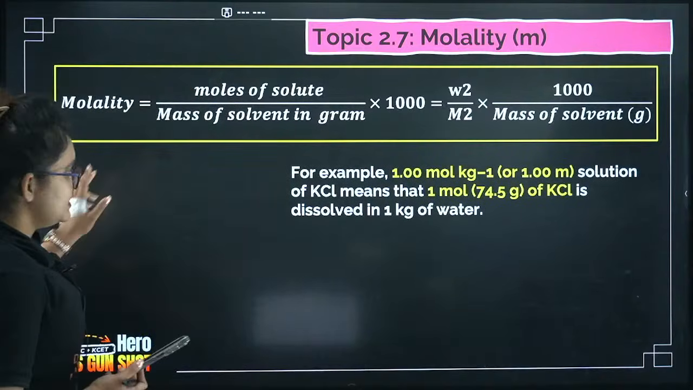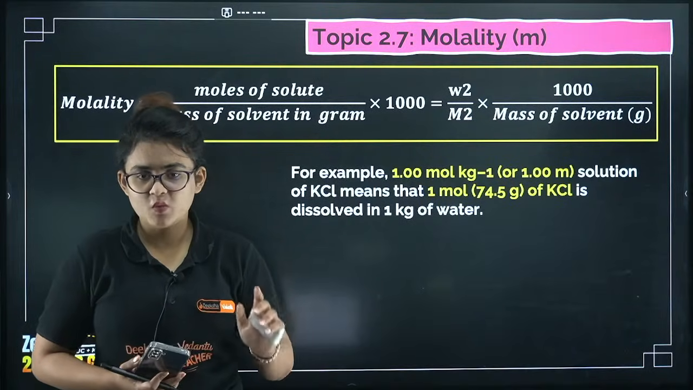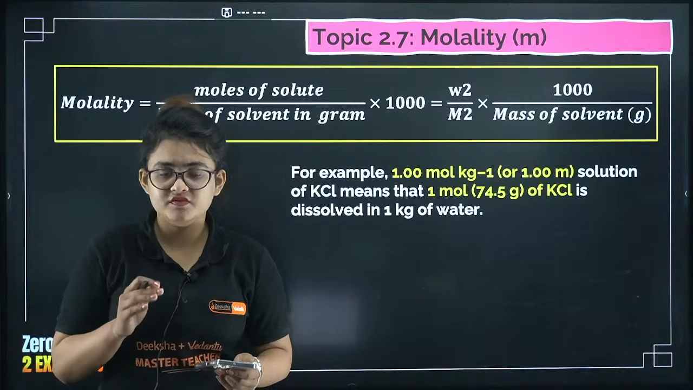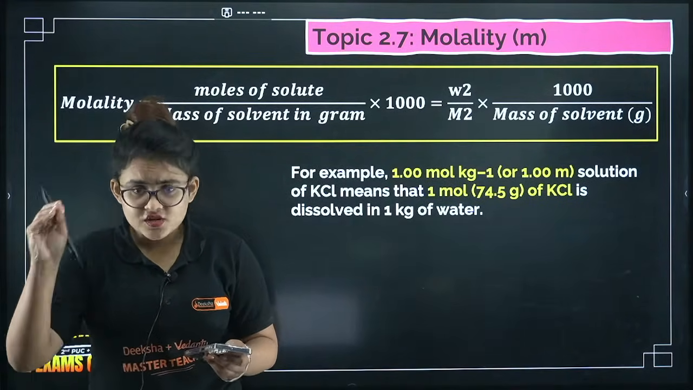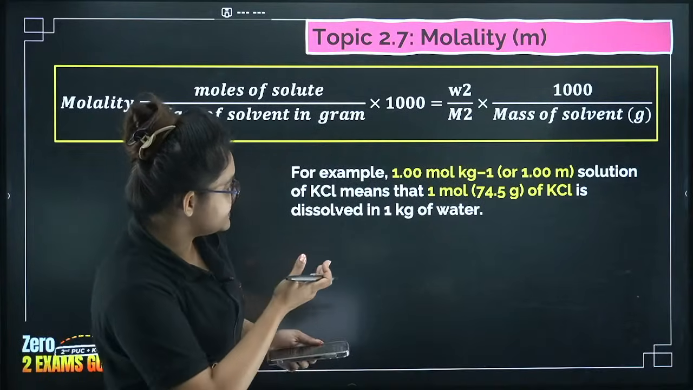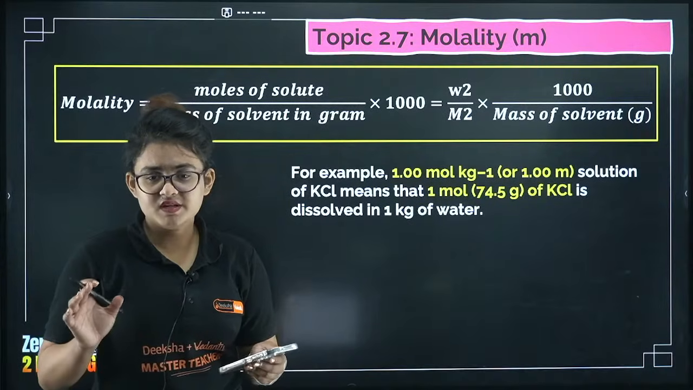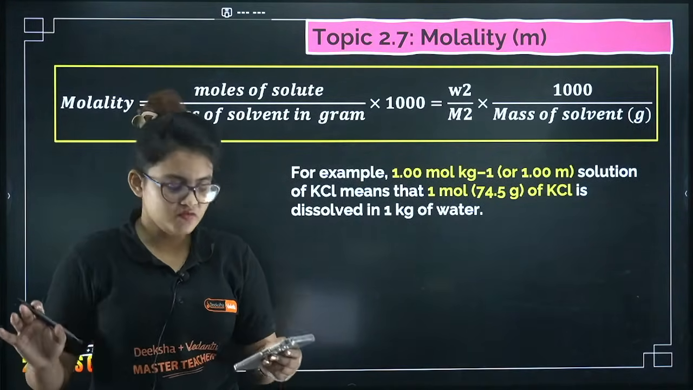Okay, so next, if anyone says that I am having 1 molar solution, what does it mean? It means by default it is given information that I am having 1 mole of the solute. Let's say they are saying KCl. Yes, KCl means 1 mole of KCl, meaning the molecular weight of KCl is present in 1 kg of water.